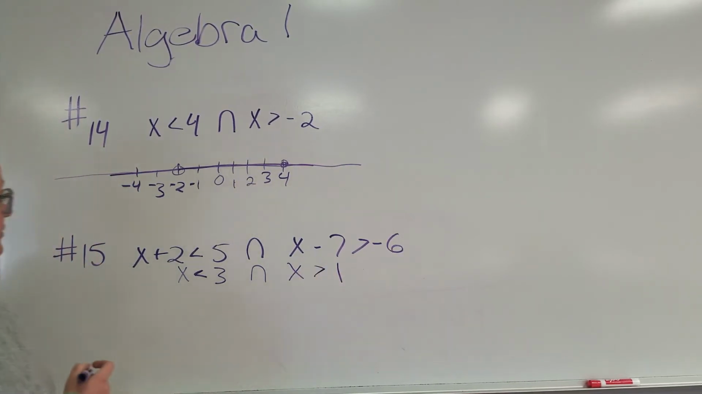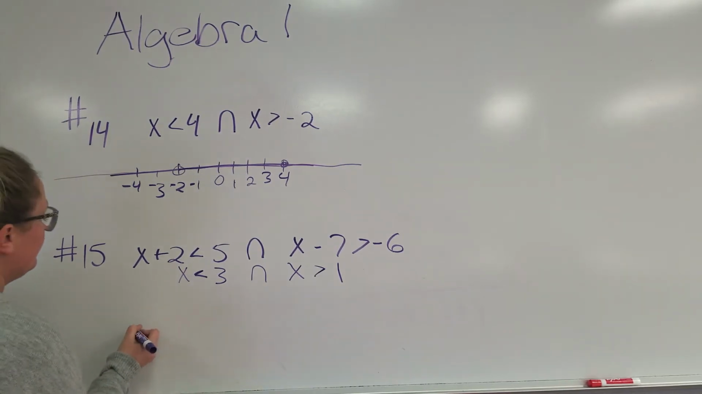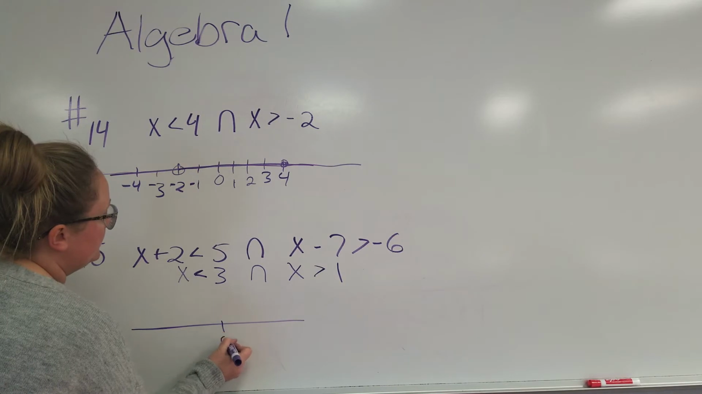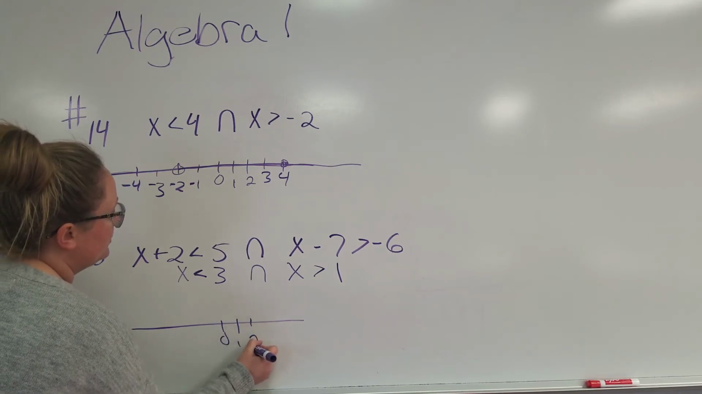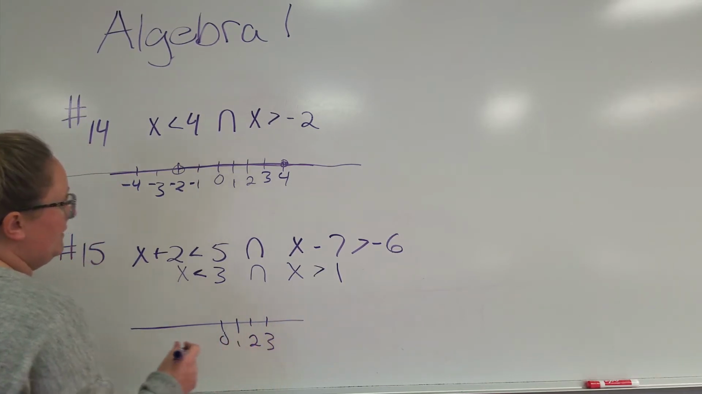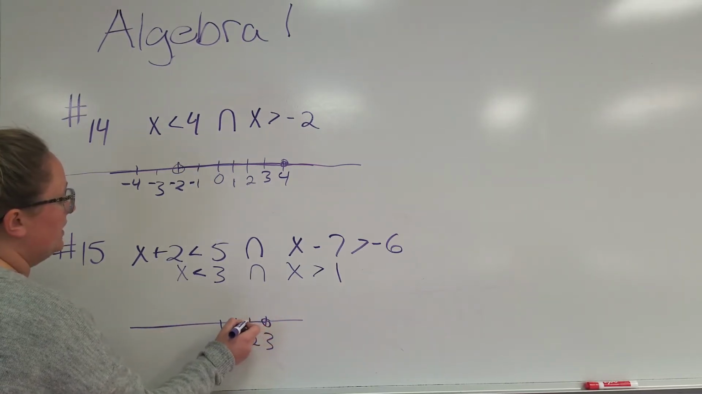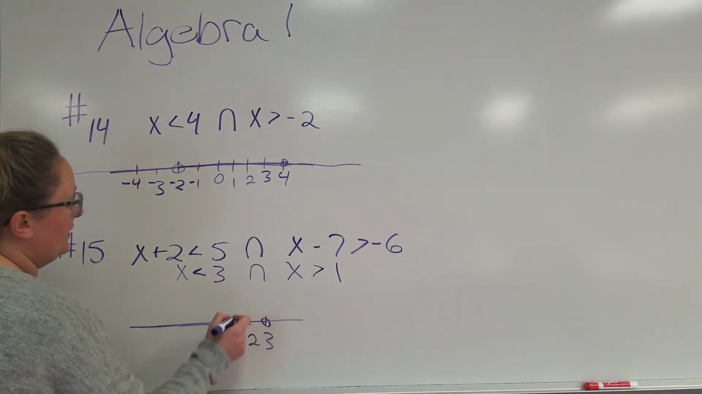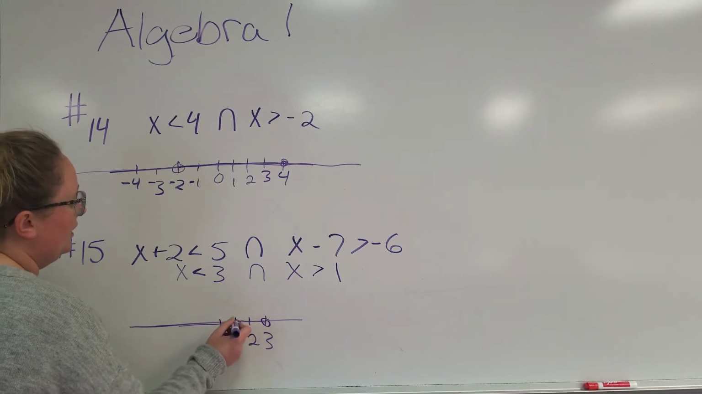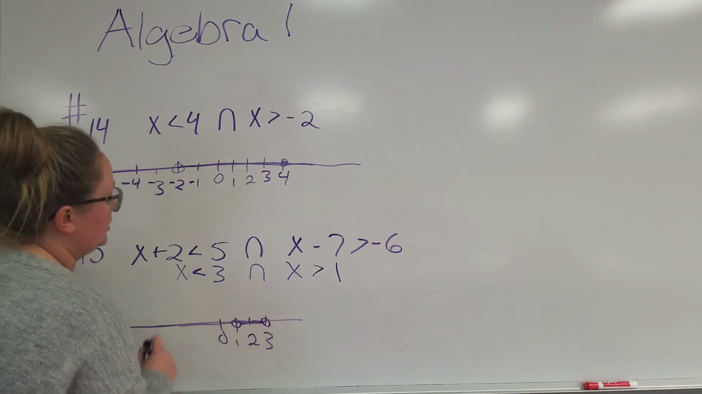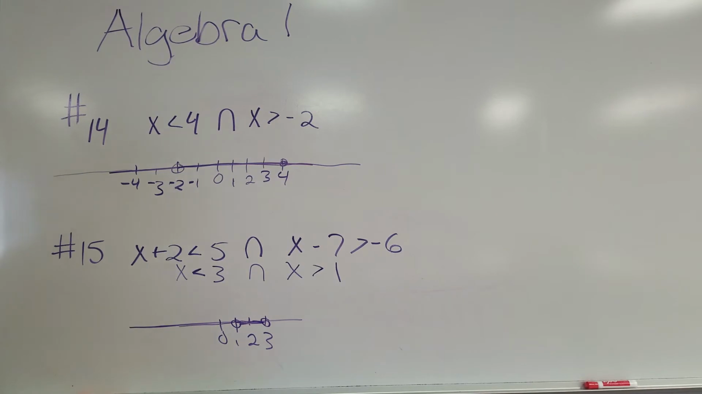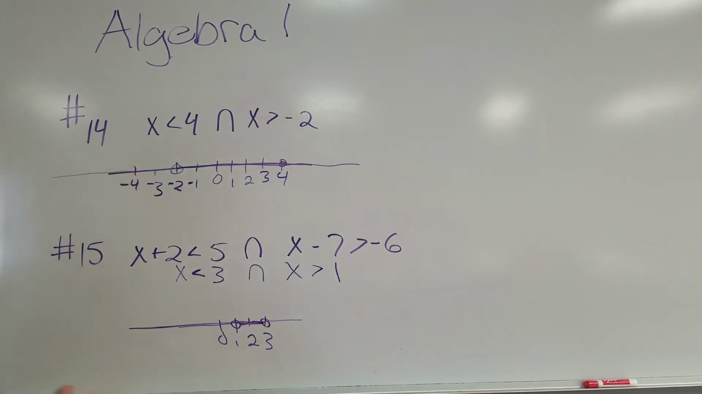So now they want you to do the intersection of x is less than 3 and greater than 1. So here we are, 0, 1, 2, 3. All right, so x is less than 3, so open circle on 3, shaded to the left, and greater than 1. So open circle on 1, shaded to the right. So their intersection is an open circle on 1 and 3 and shaded between them.